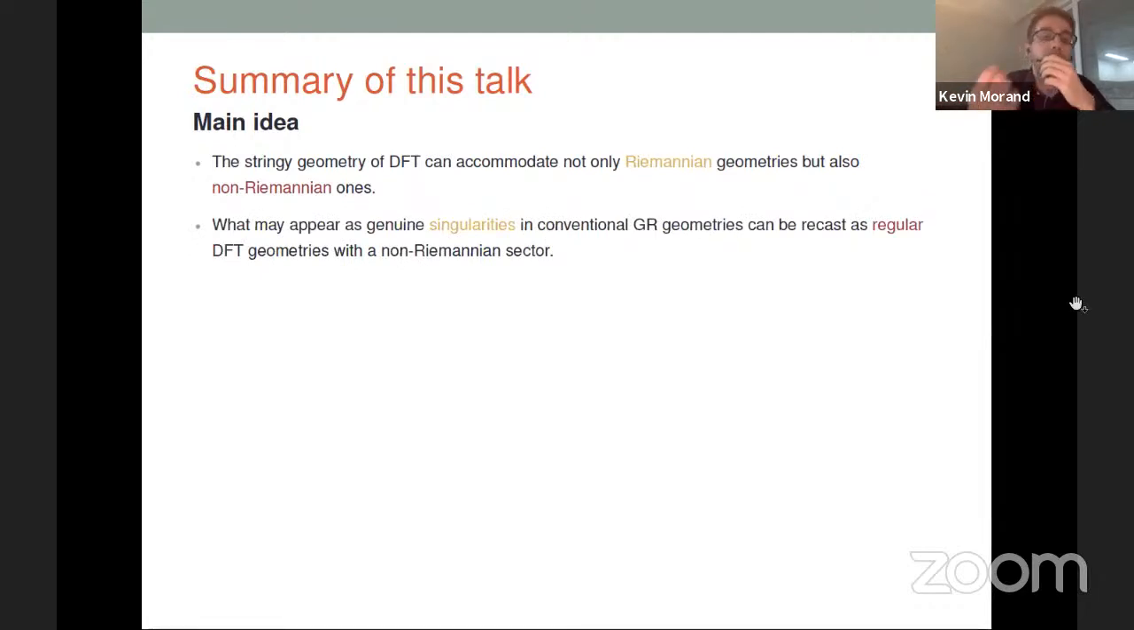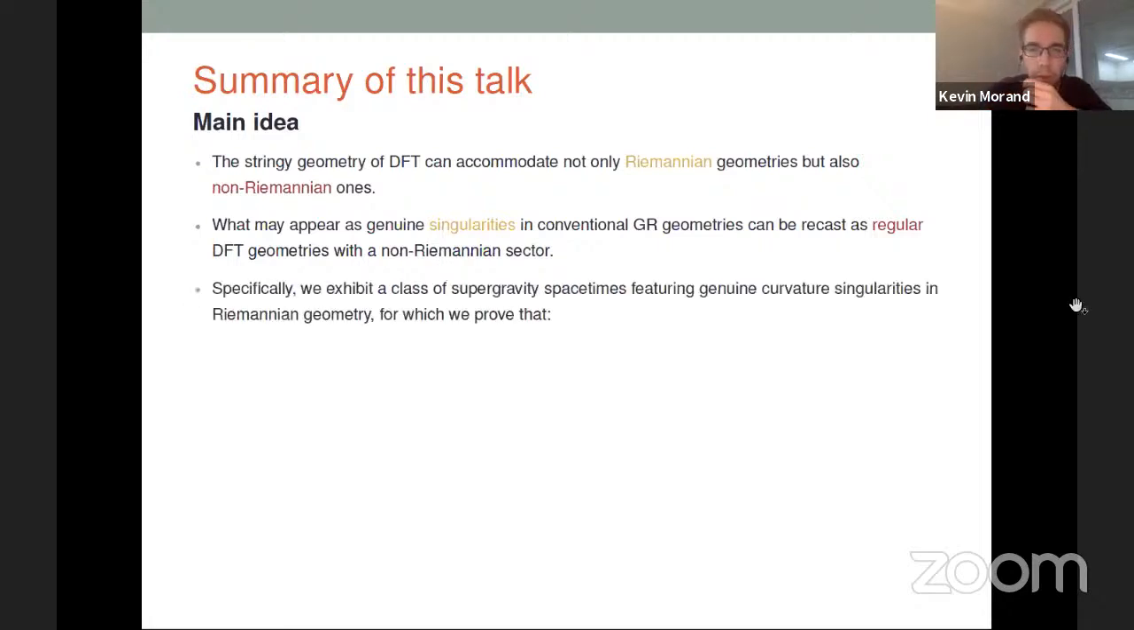And these non-Riemannian geometries will play a role in the reinterpretation of singularities in conventional GR geometries. So this singular spacetime can be recast as regular DFT geometries. So regular, but with a non-Riemannian twist, in a sense. Okay, I will explain explicitly what I mean by that.